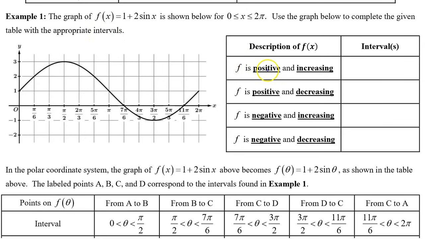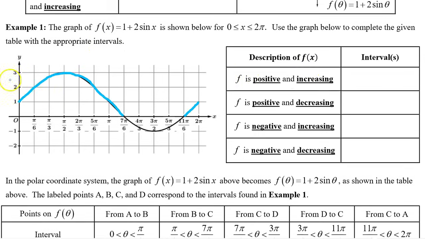Where is f positive and increasing? I've highlighted in blue the part of f of x that is positive because it's above the x-axis. I've highlighted in orange the parts of f that are increasing. See how f is rising from here to here and from here to here. So f is positive and increasing on the interval from 0 to pi over 2, union the interval from 11 pi over 6 to 2 pi.